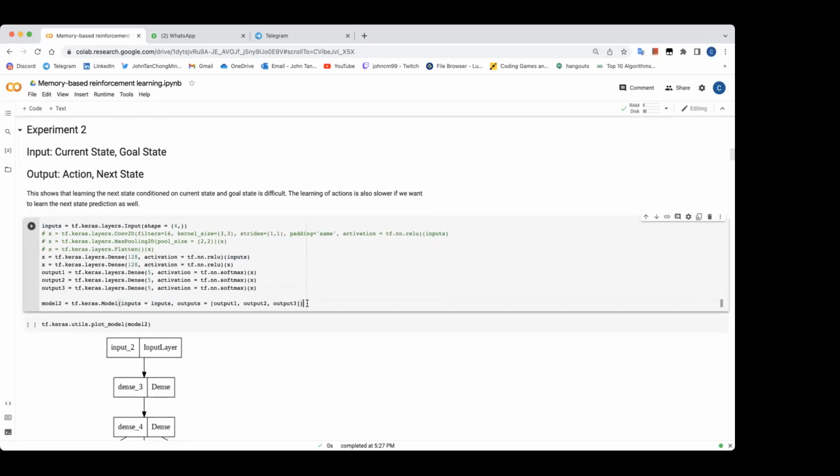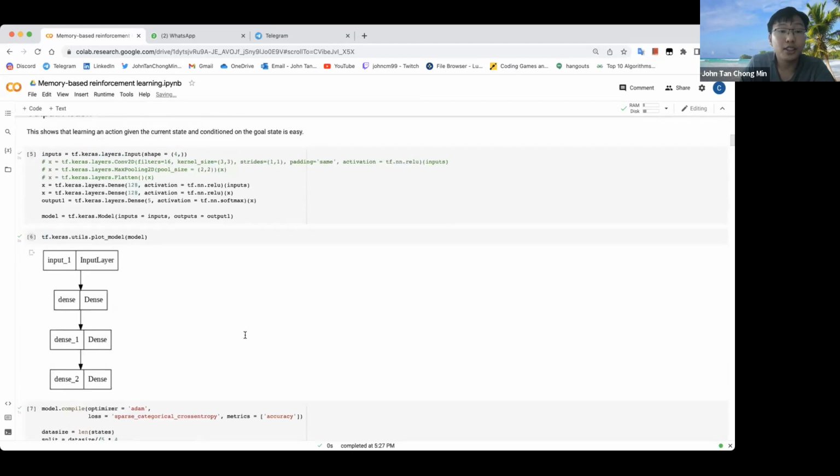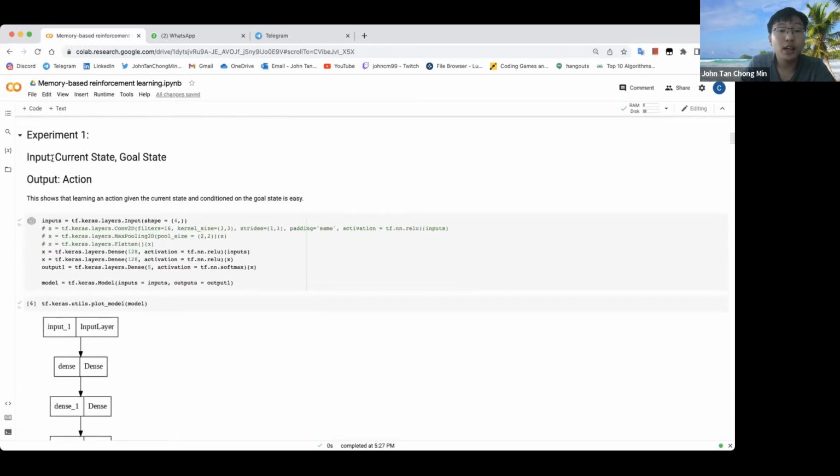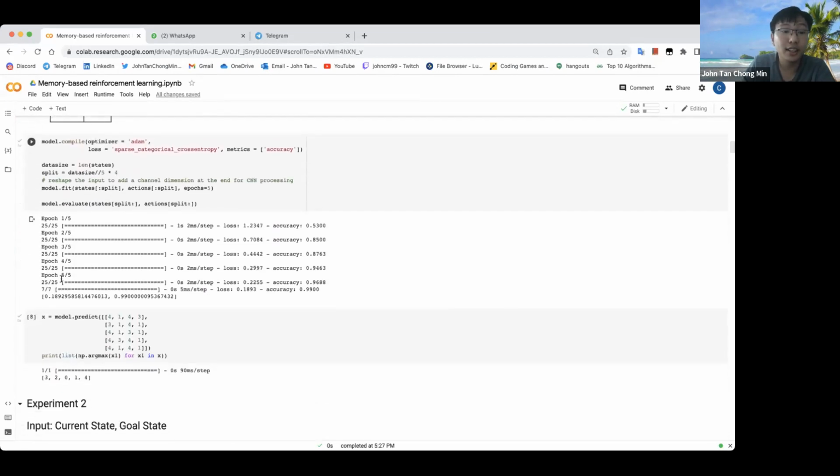Yeah. Can I check? Is that the fast memory part? Oh, no, this is not the fast memory. This is just an experiment to see how easy it is to... Oh, yeah, this is for the fast memory. It's just how easy it is to predict the action based on the current and goal state. And indeed, it's quite easy. You see, within 5 epochs, I get it up to 99% already.